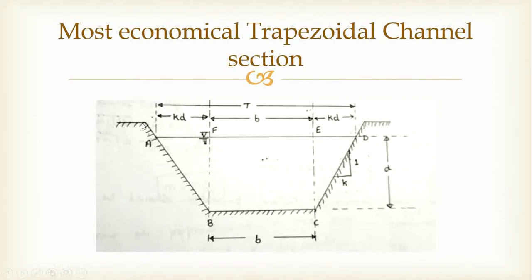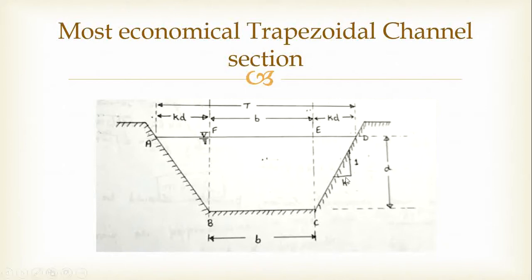Top width I have not taken from the ground level. This is the ground level. I have started the top width from the water level where the water is. This is the top width. This D represents the depth of water. And this is the side slope. Bed slope is this part. If the channel is inclined with some gradient, that is called bed slope. This is the side slope.